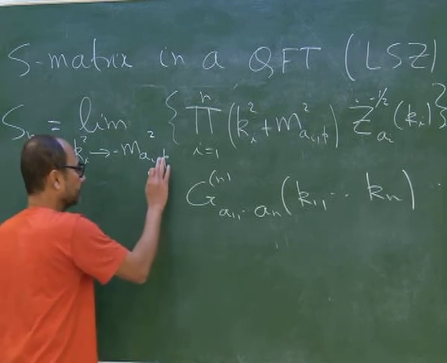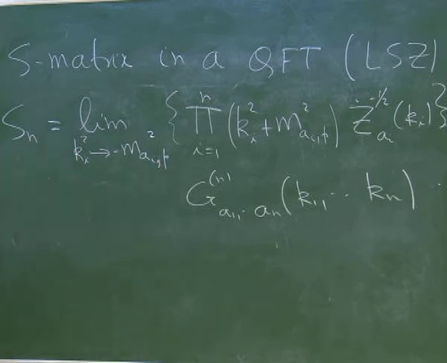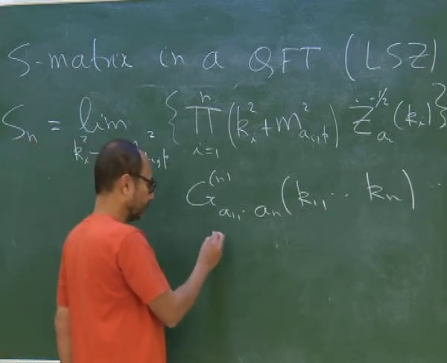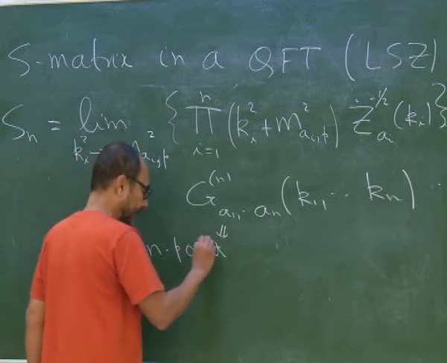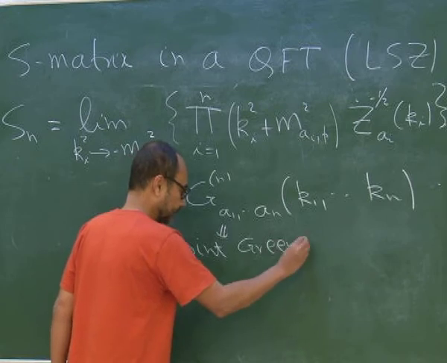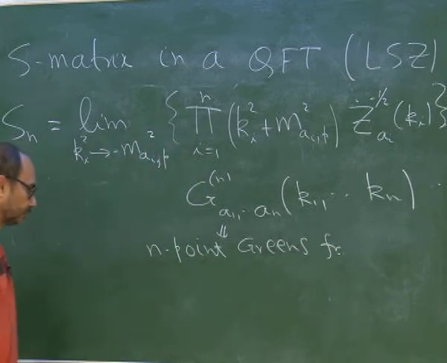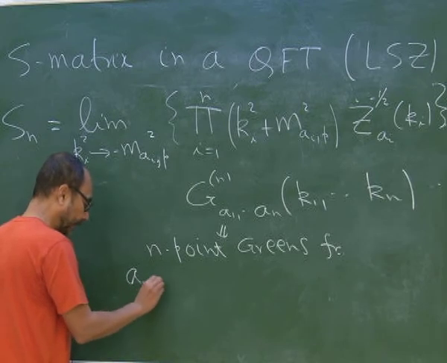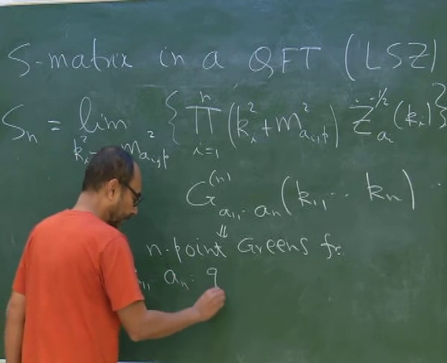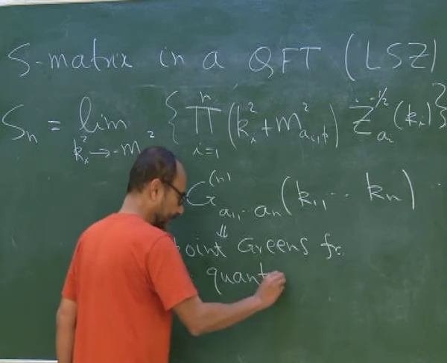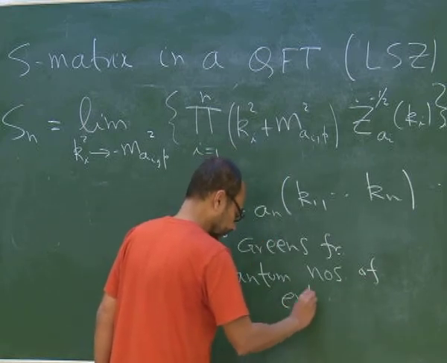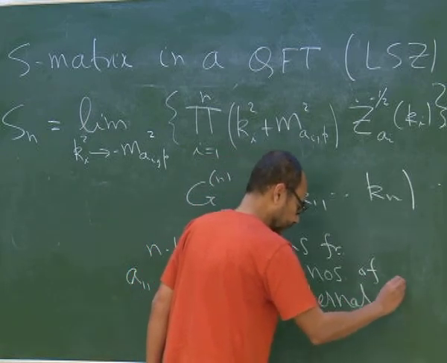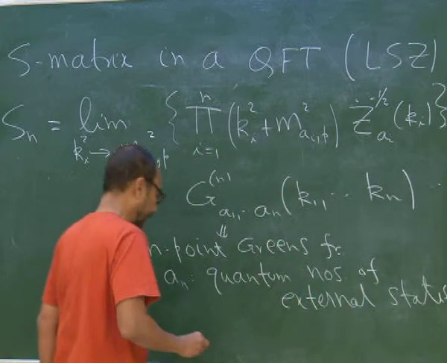a_i, p. I will explain what this p stands for. Let us start with this. This is the n-point Green's function, the n-point momentum space Green's function. Here the convention is that a_1 to a_n are the quantum numbers of the external states, and k_1 to k_n are the momenta.